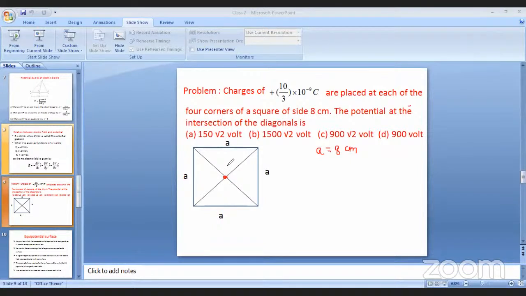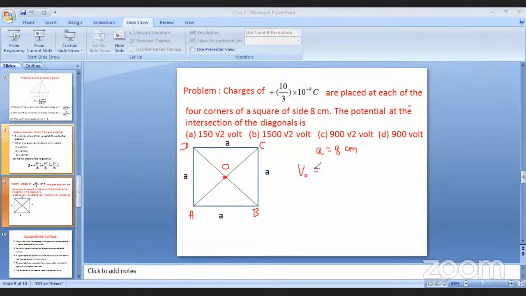Let me mark these corners as A, B, C, and D, and the point of intersection of the diagonals as O. I have to find the total potential at the point of intersection of the diagonals. Here also the potential will be due to the four charges, all equal in sign and magnitude.